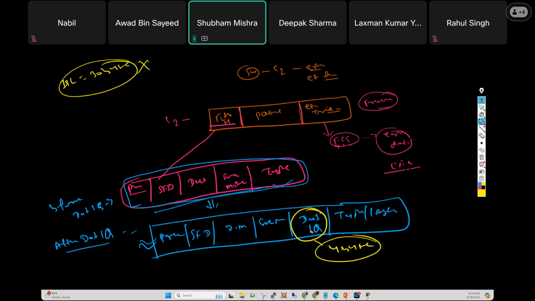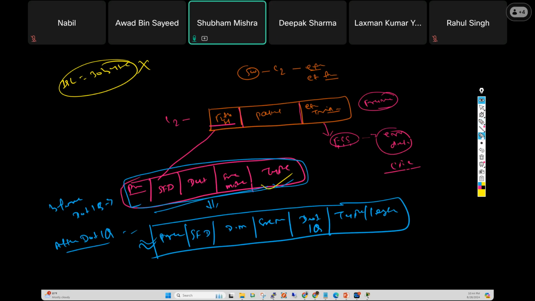So if you are using the .1q encapsulation method, it adds 4 bytes of extra information to your original packet. How much extra data? Only 4 bytes. But if you use ISL, it adds how much? 30 bytes of extra data. So that's the reason we prefer .1q. Are you getting my point? Yes, okay.